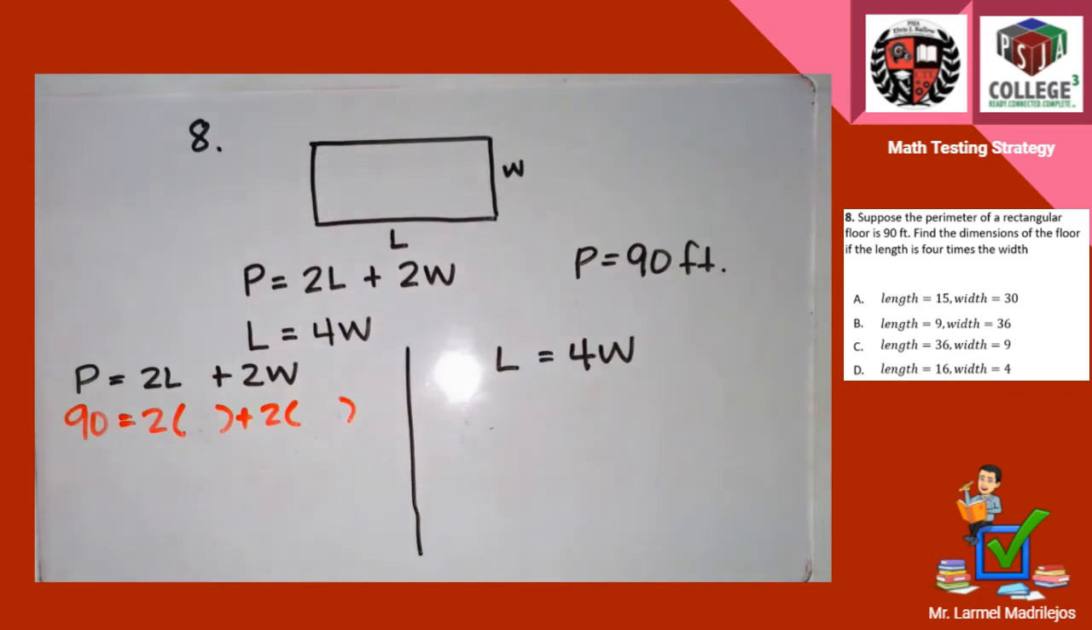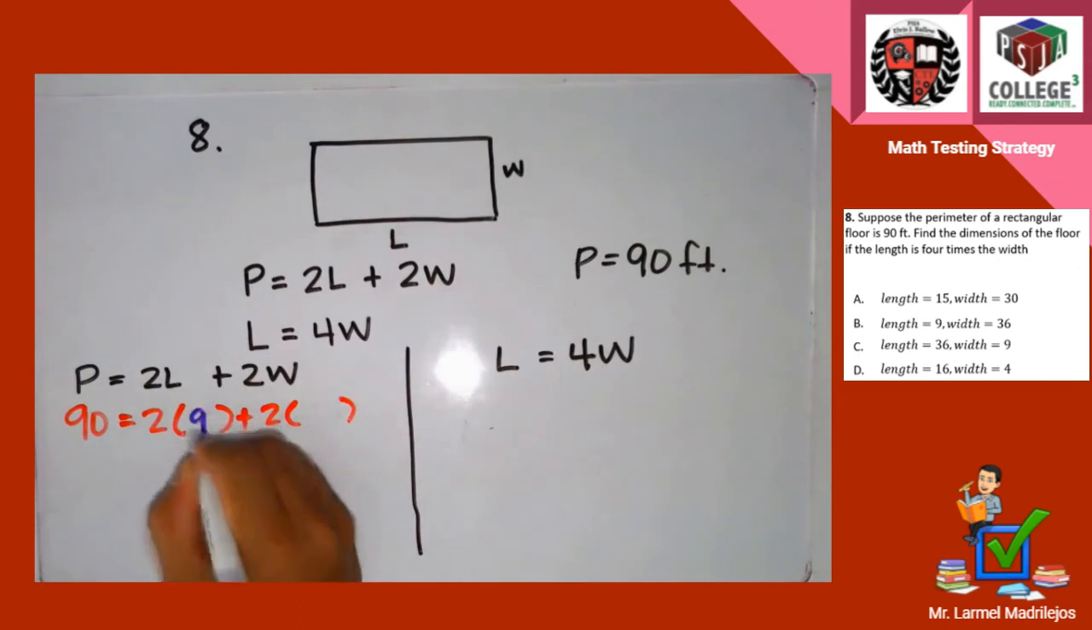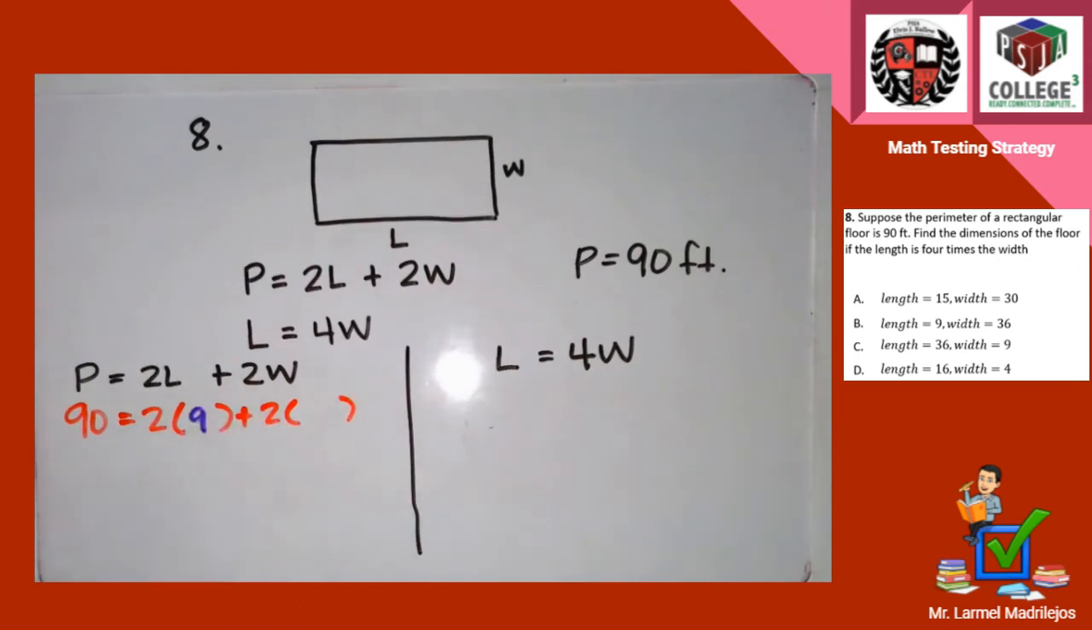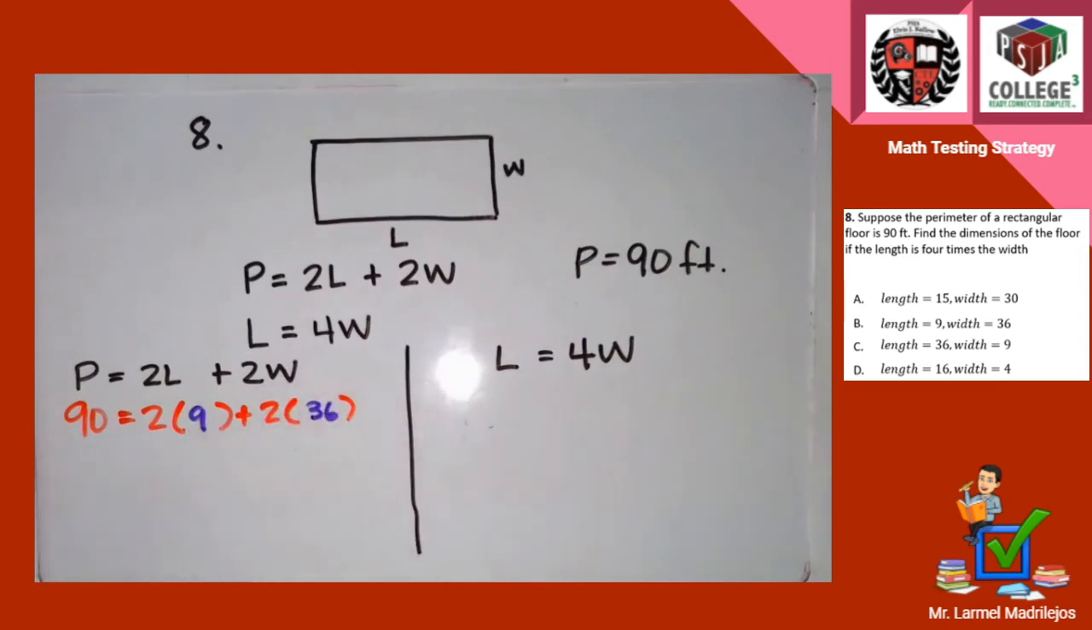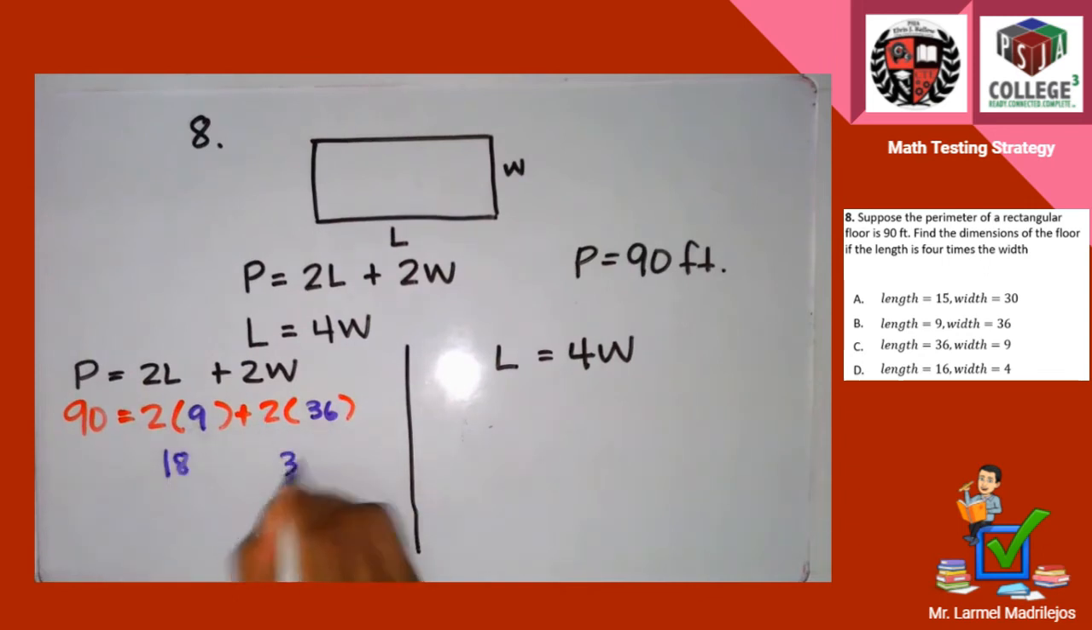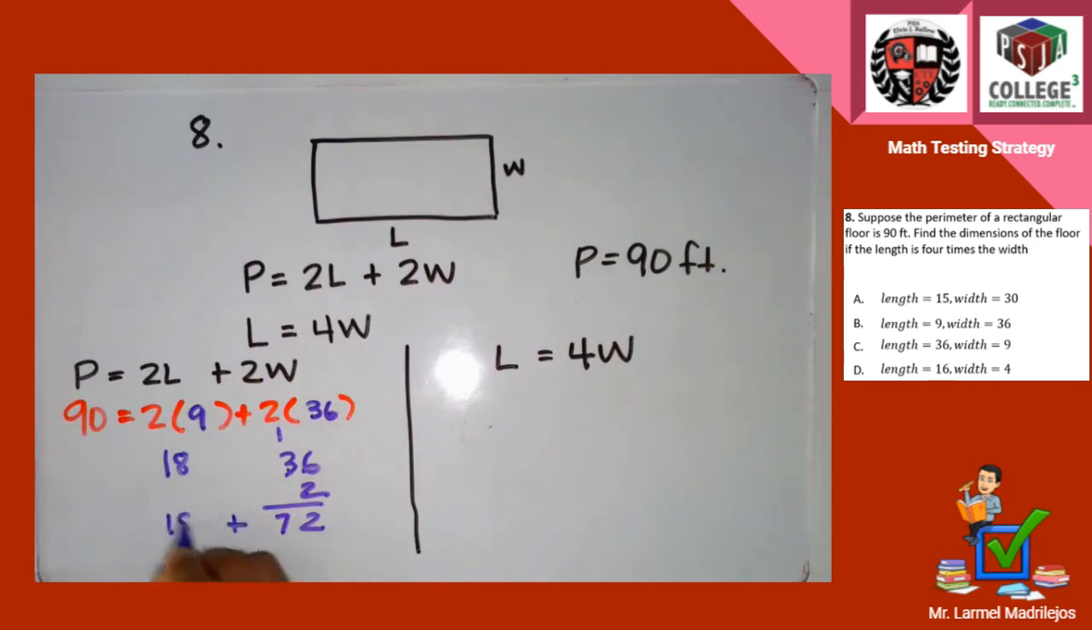Next, choice B. The length is 9. And the width is 36. So 2 times 9 is 18. 2 times 36, so let's try 36 times 2. It's 12, carry 1, this is 72. Now 18 plus 72 is 90.